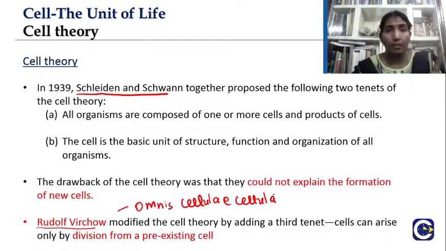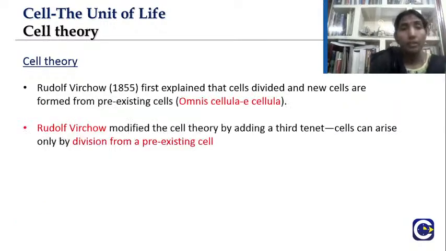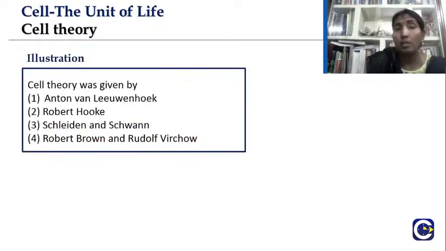So when I speak about cell theories, children, remember it was Schleiden and Schwann who proposed the two tenets, and it was none other than Rudolf Virchow who stated the third point, telling that cells arise by division from a pre-existing cell. Omnis cellula e cellula. Okay. So Rudolf Virchow first explained that cells divide and new cells are formed from the pre-existing cells. So Rudolf Virchow gets the credit for modifying the cell theory by adding a third tenet, that is, cells come from the pre-existing cell. Yes, is that clear? So shall we go to the question and answer session?